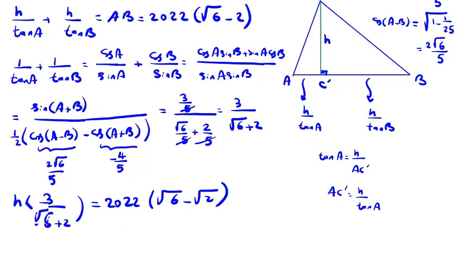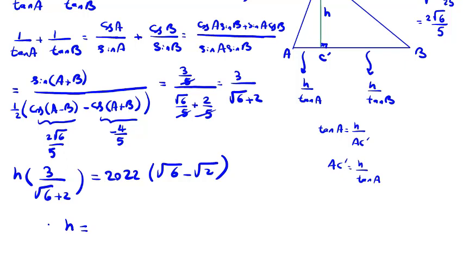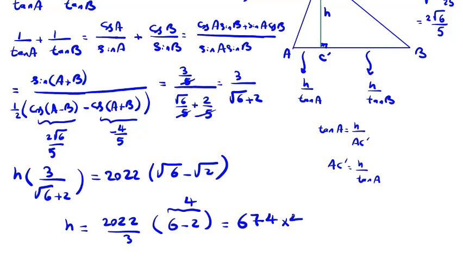Now, if we cross multiply, h here will be 20, or we can say multiply both sides by root 6 plus 2 and divide both sides by 3. It will be 6 minus 2. It is 4, and if we divide by 3, it will be 4 times 4, 16. 4 times 7, 28, 29. 4 times 6, 24, 26.